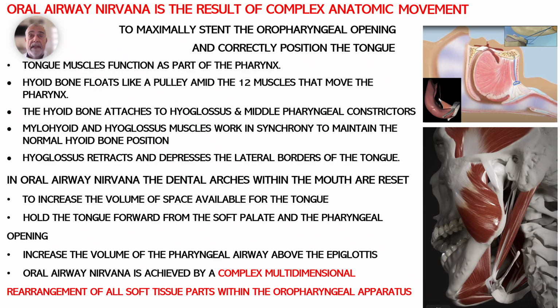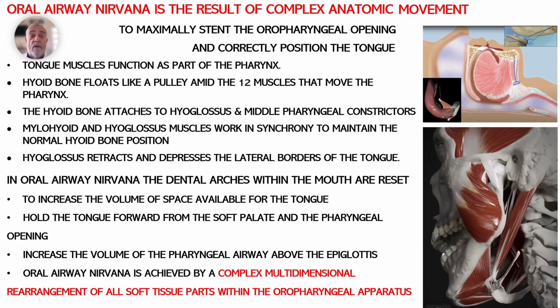To maximally stent the oropharyngeal opening and correctly position the tongue, muscles function as part of the pharynx. The hyoid bone floats like a pulley amid the 12 muscles that move the pharynx. The hyoid bone attaches to the hyoglossus and middle pharyngeal constrictors. The mylohyoid and hyoglossus muscles work in synchrony to maintain the normal hyoid bone position. Hyoglossus retracts and depresses the lateral borders of the tongue.